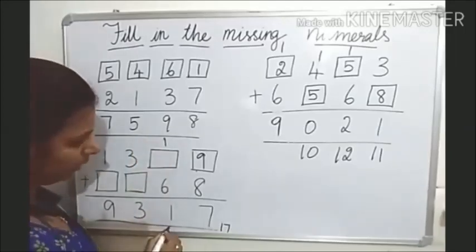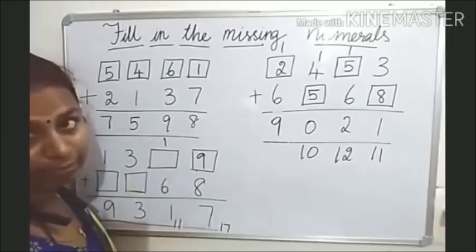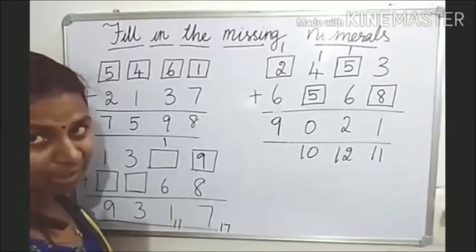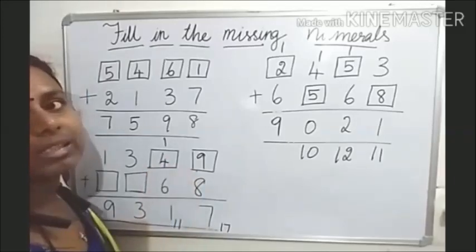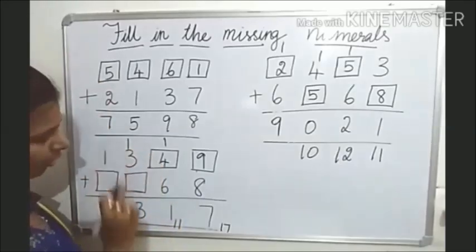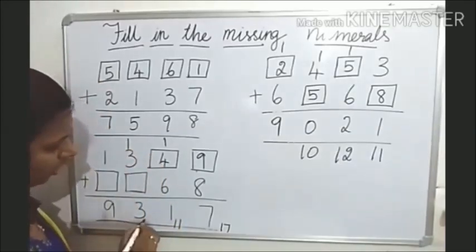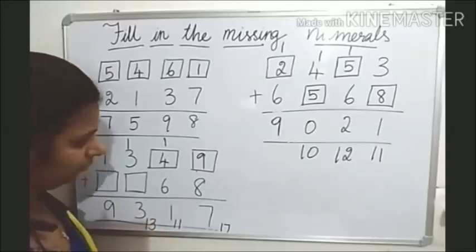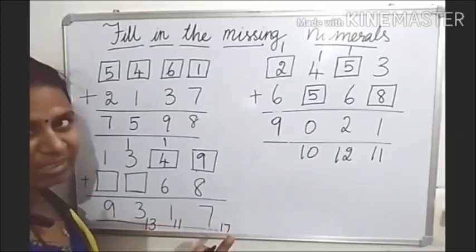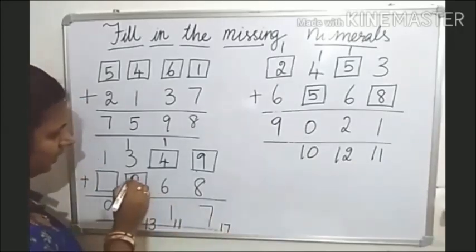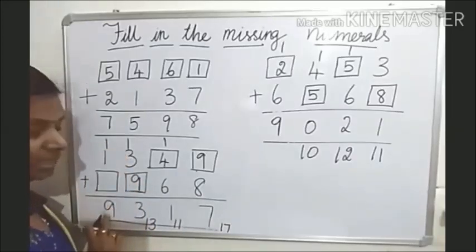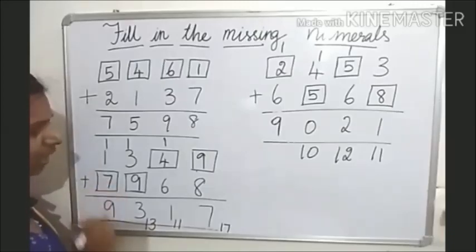So, again the smaller number. So, it will be considered as 11. So, 7 plus 4. 7 plus 4 is 11. So, 1 carry. Now, 4. 3 is a smaller number. So, again we consider this one as 13. So, 4 plus 9 is 13. So, again 1 carry. 2. 2 plus 7 is 9.